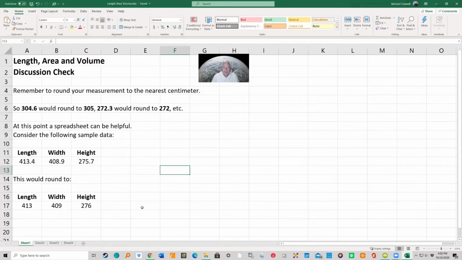So again, spreadsheets can be used for many things. This is a little trivial here, but you'll notice that it can certainly come in handy, can't it?